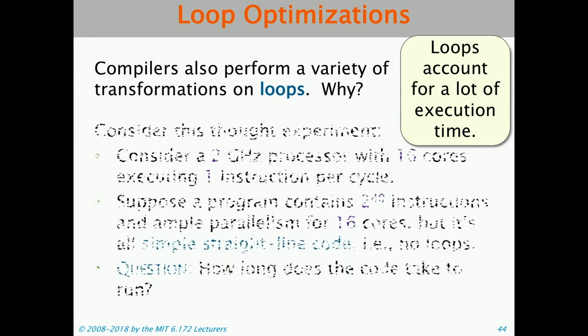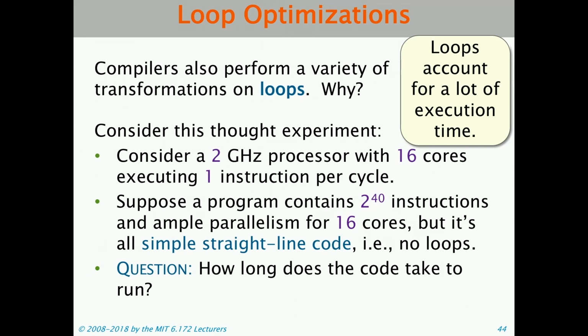The way I like to think about this is with a really simple thought experiment. Let's imagine that you've got a machine with a 2 gigahertz processor. We've chosen these values to be easier to think about using mental math. Suppose you've got a 2 gigahertz processor with 16 cores. Each core executes 1 instruction per cycle. And suppose that you've got a program which contains 1 trillion instructions and ample parallelism for those 16 cores. But all of those instructions are simple straight line code. There are no branches, there are no loops, there are no complicated operations like I/O. It's just a bunch of really simple straight line code. Each instruction takes a cycle to execute. How long does it take to run this code? To execute the entire terabyte binary?